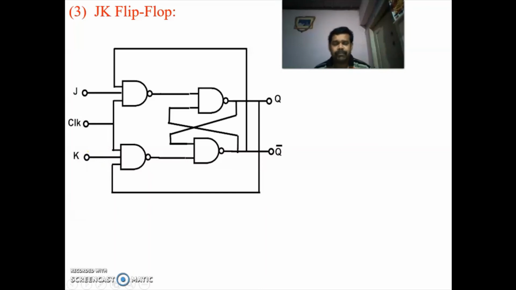The main difference is that this flip flop is similar to the SR flip flop, with only one change: you can apply both inputs J and K as 1. When J and K are both 1, if you have 0 in the present state, you will get 1 in the next state. Similarly, when J and K are 1 and you have 1 in the present state, you will have 0 in the next state. Your output will toggle. This is the JK flip-flop.